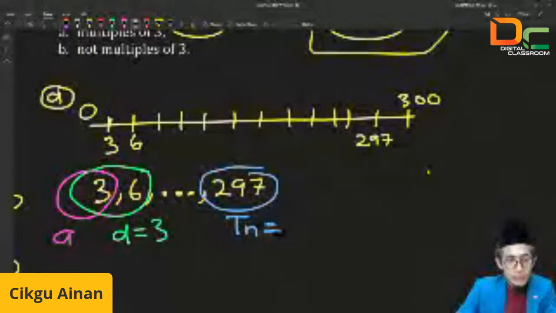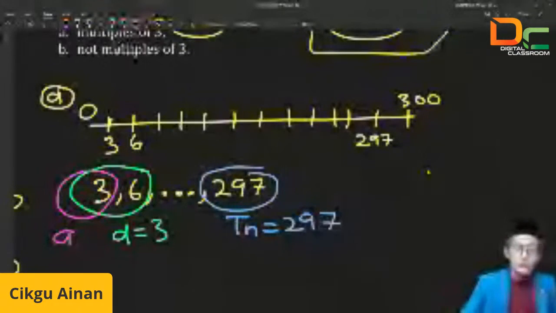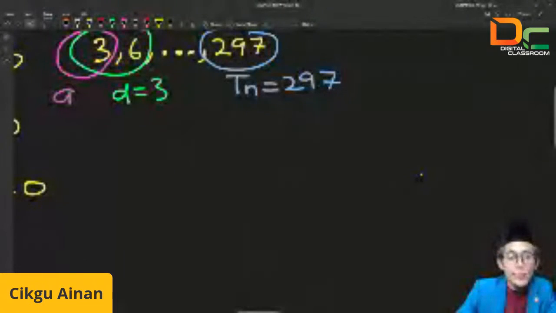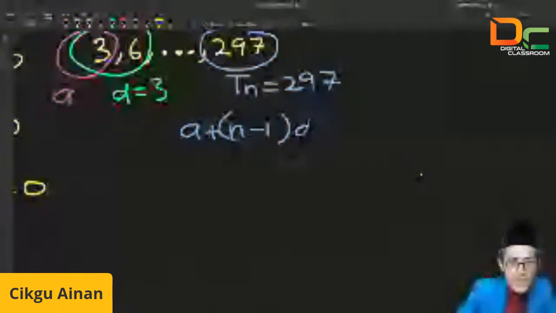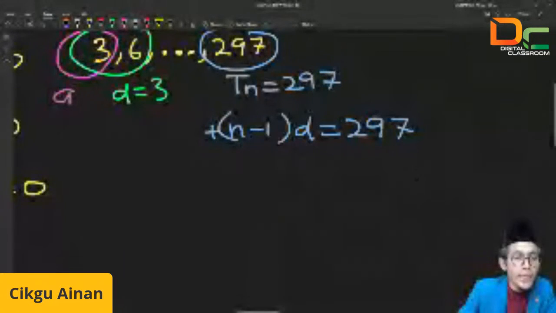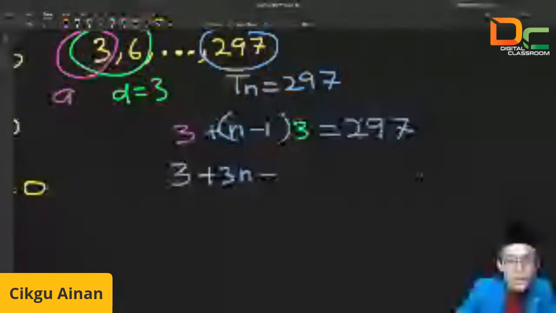Now, what is 297? 297 is Tn. What is N? We don't know, we are going to find out what N is, by using the value of A and D. So Tn is A plus N minus 1 multiplied by D equals 297. What was A? A is 3. What was D? D is also 3. Then continue: 3 plus 3N minus 3 equals 297.